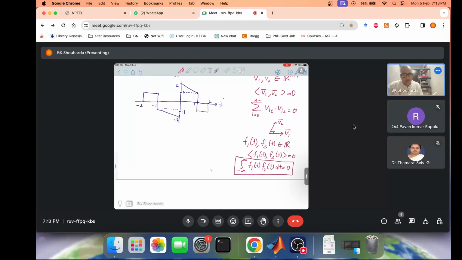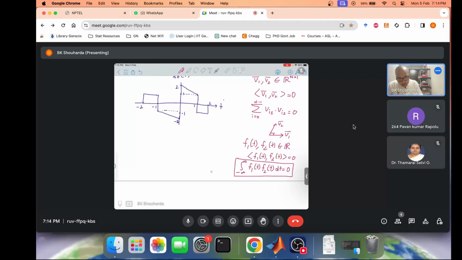So what can be one example? The simplest example is sine omega naught t and cos omega naught t. If you integrate them over their period, 2 pi upon omega naught, of sine omega naught t cosine omega naught t dt, they will turn out to be 0. And this is a very useful property which we'll be using in the upcoming lectures on Fourier series and Fourier analysis.